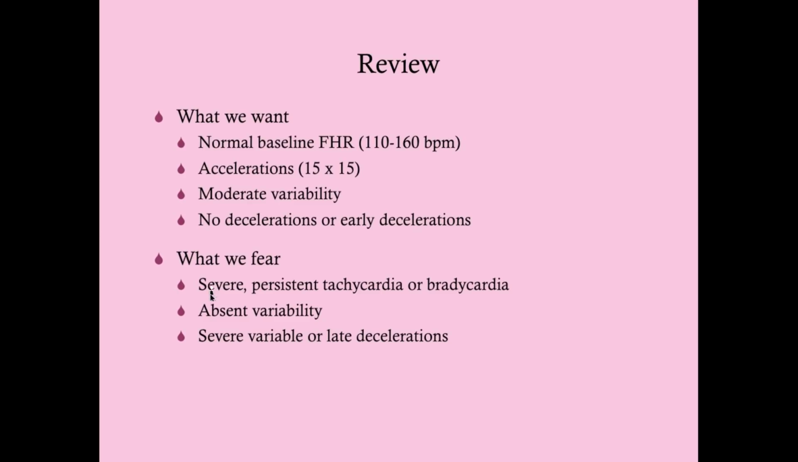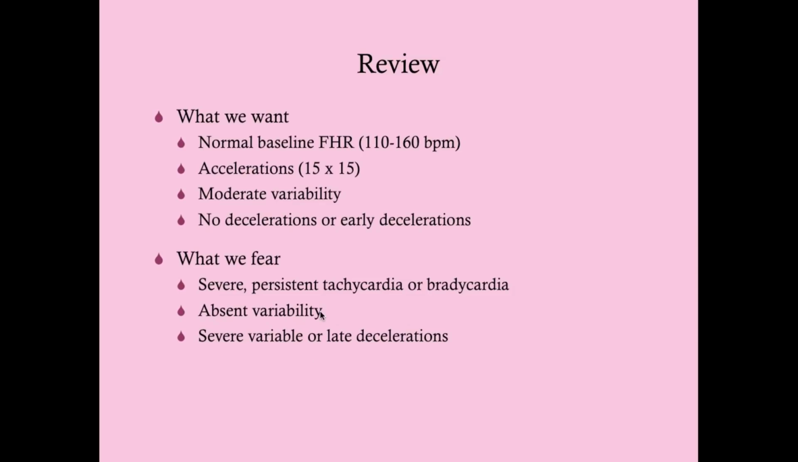What do we fear? Well, we definitely fear very severe or persistent tachycardia or bradycardia. Now, if you happen to hop up into 170 or 180 even, and you have moderate variability, that's okay. It's not a big deal. Remember variability: if there's good variability, then it kind of negates some of that tachycardia or bradycardia. It's not a big deal if you jump into tachycardic or bradycardic territory for a little bit. Okay, that's okay. What we're concerned about is severe and persistent tachycardia or bradycardia.